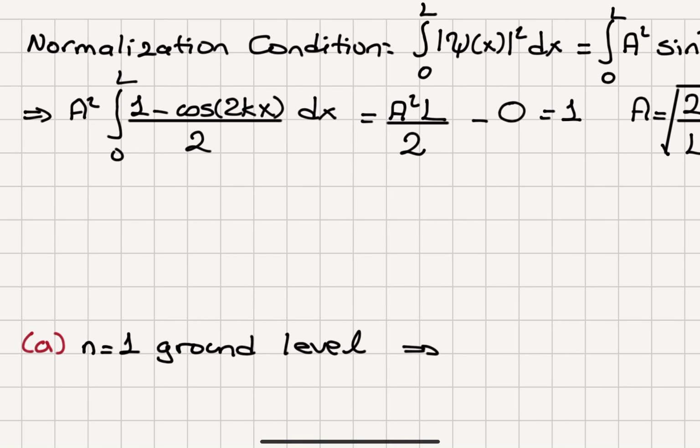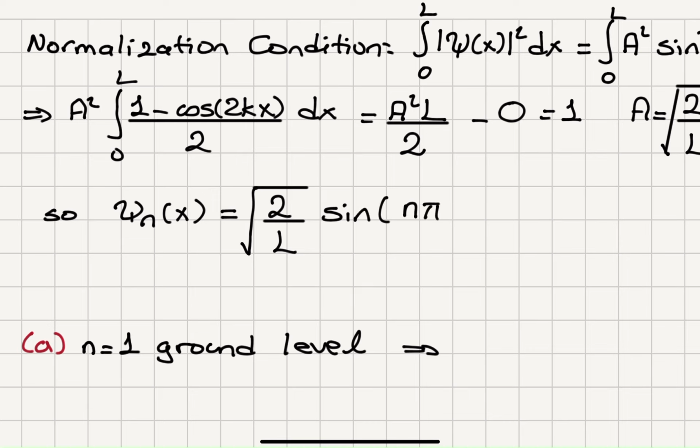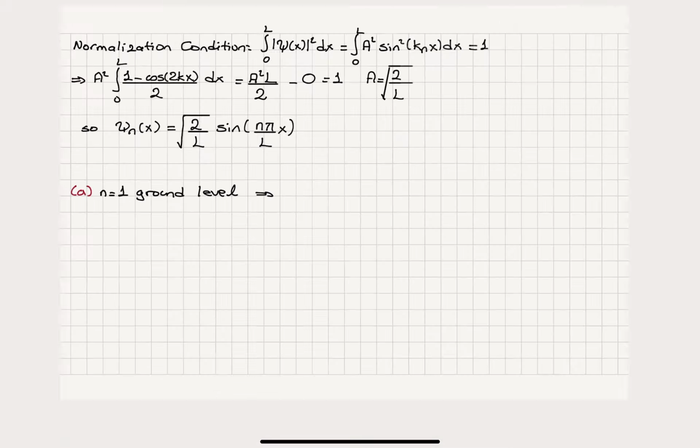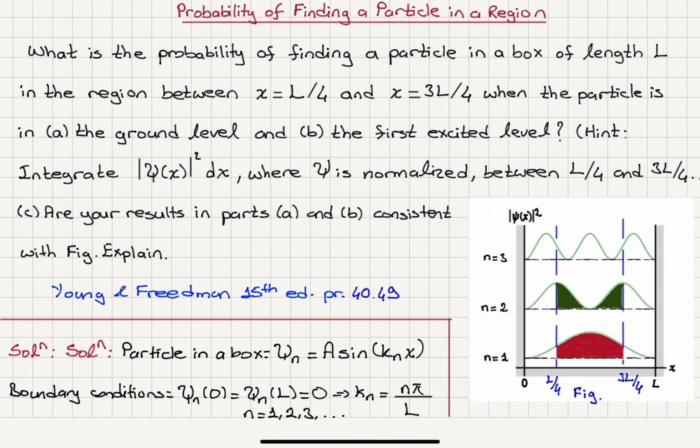Therefore, I recall that the wave functions in full form can be written as psi sub n of x equals the square root of 2 over capital L, our normalization constant, multiplied by sine of n pi over capital L times x. This is what we know because k is n pi over L, so that it satisfies the boundary conditions.